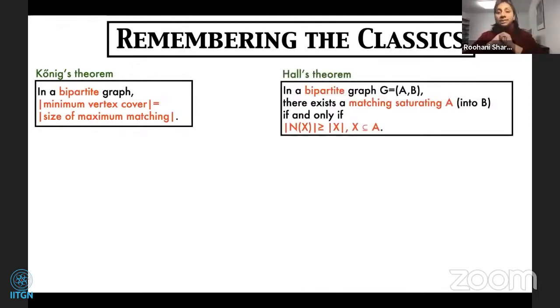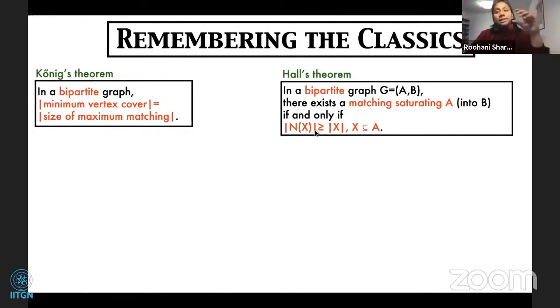Then there is another one that says that if I have a bipartite graph with one side A and one side B, and I want to find a matching saturating the side A, then such a matching exists if and only if for every subset X of A, the neighborhood of X in B is at least as big as the set itself.